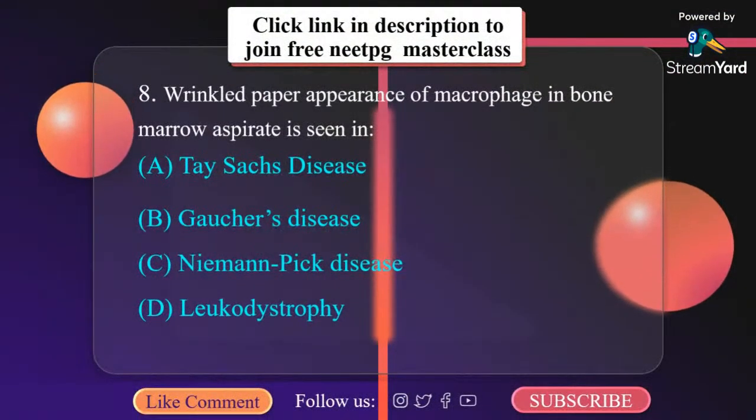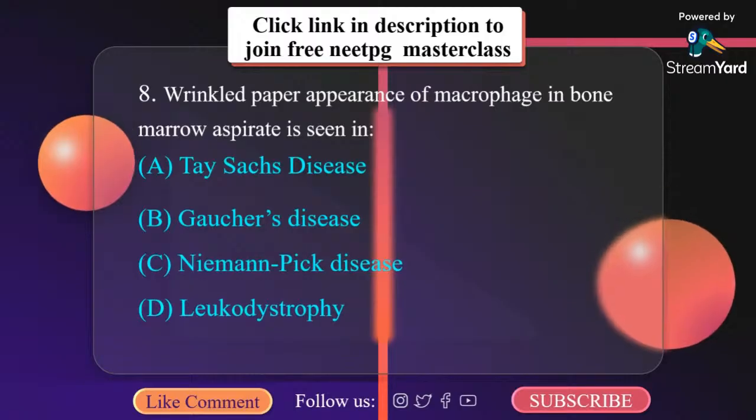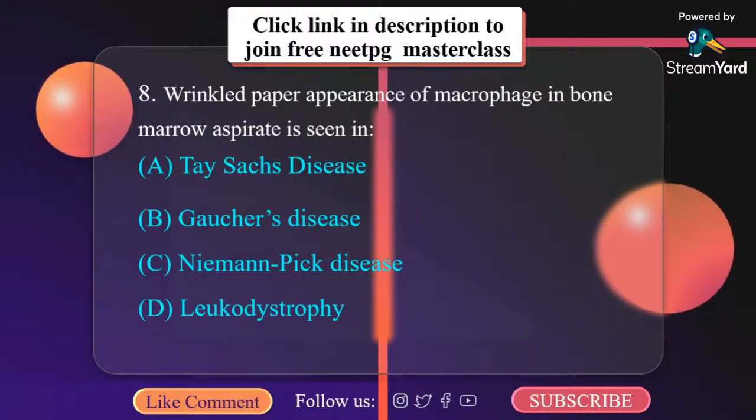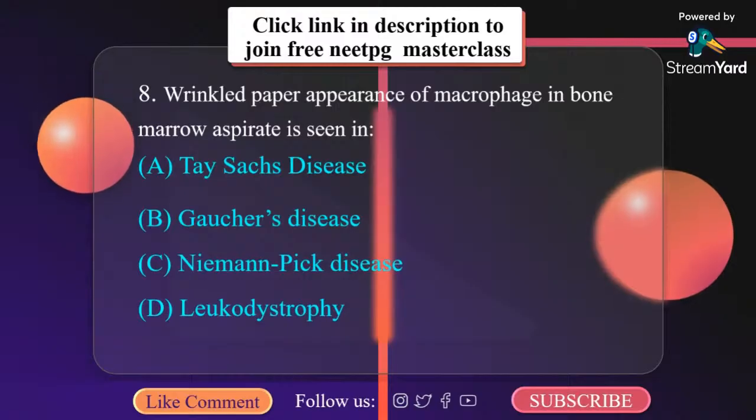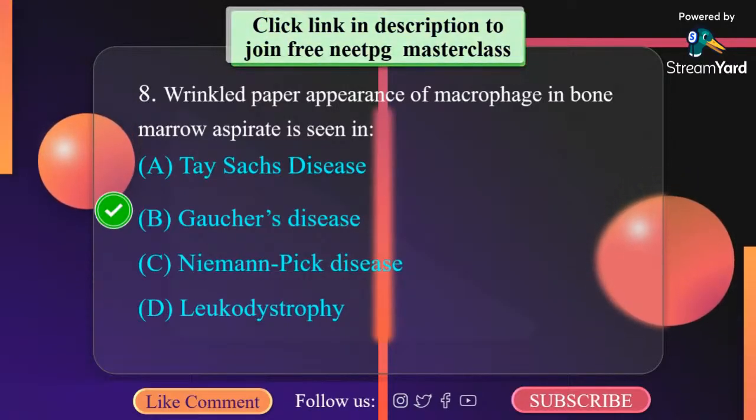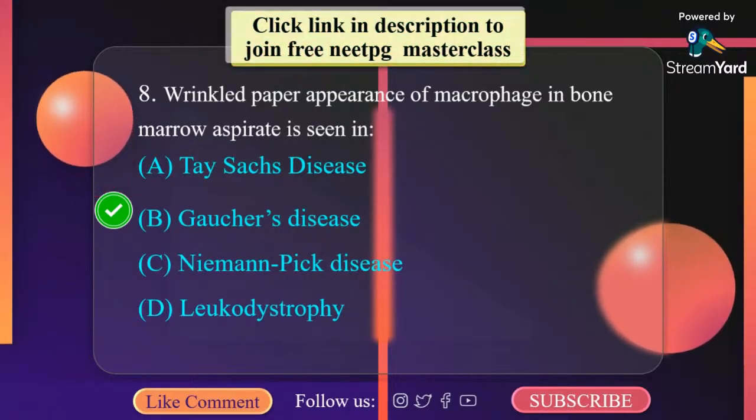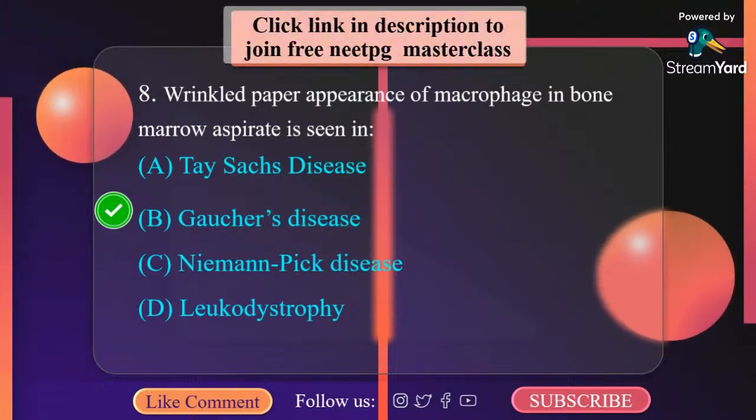Wrinkled paper appearance of macrophage in bone marrow aspirate is seen in A. Tay-Sachs disease, B. Gaucher's disease, C. Niemann-Pick disease, D. leukodystrophy. It is Gaucher's disease. Wrinkled paper or crumpled tissue appearance of macrophage in bone marrow aspirate is seen in Gaucher's disease.